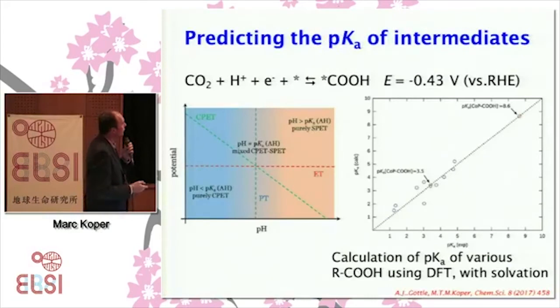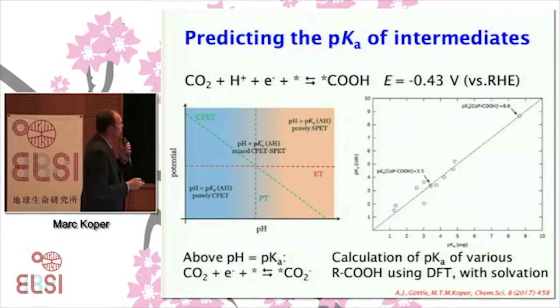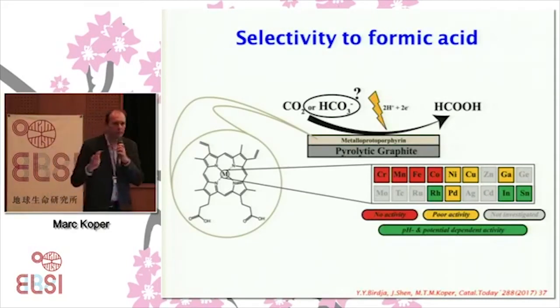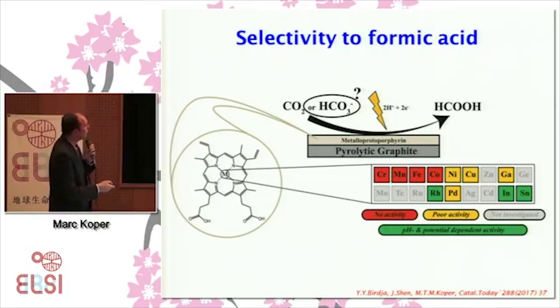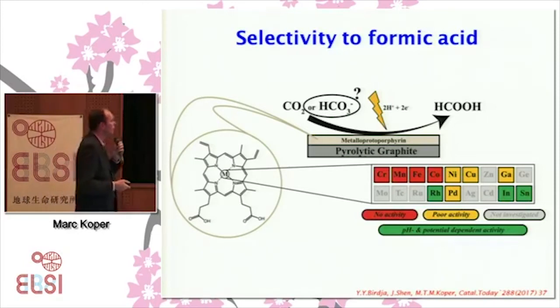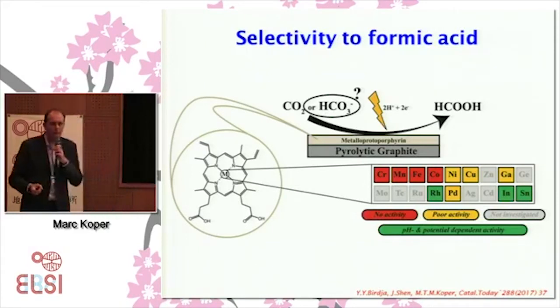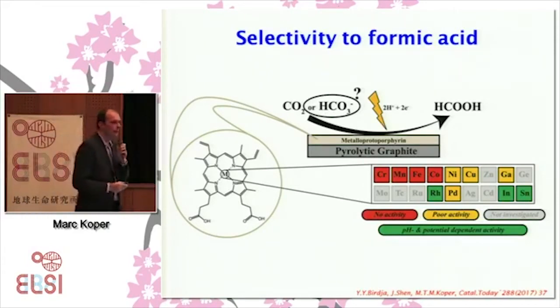Now, we've also studied this, we can actually calculate this. I don't really want to dwell on this very much. We actually played with the metal center of these porphyrins to see if that has an effect on the product that we make. And we find that typically iron and cobalt tend to make CO. And we find that rhodium, indium, and tin, interestingly, make formate. They make a completely different product.